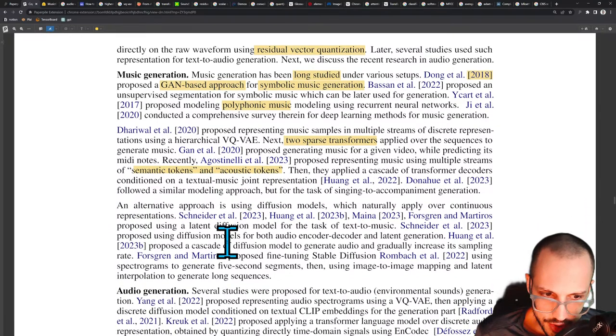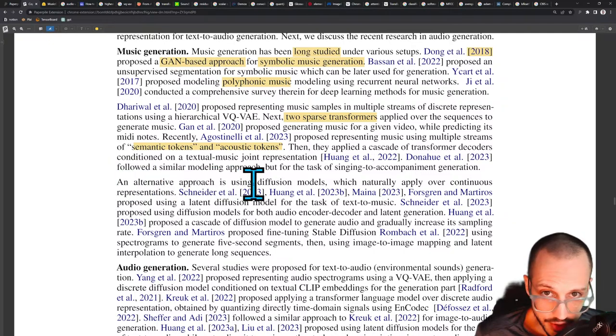Followed a similar approach. An alternative approach is using diffusion models. Diffusion, which we naturally apply over continuous representations. So in diffusion, you're basically adding and removing noise, which means that the latent representation needs to be continuous, right? So if you're doing latent diffusion, the latent representation is continuous, but here they're doing it with codebooks, so they can't do diffusion. Proposed a cascade of diffusion models that gradually increase the sampling rate.